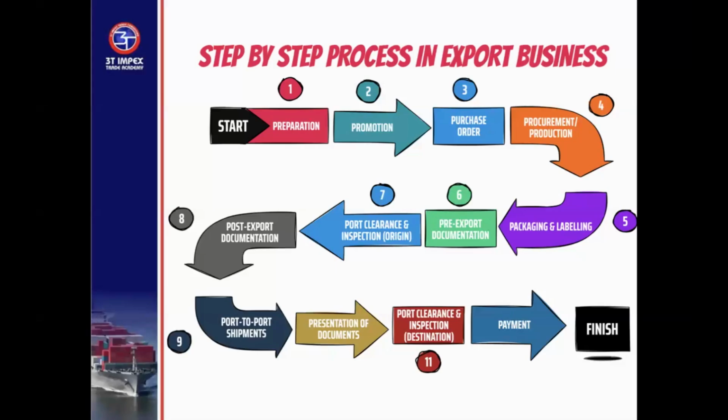So packaging and labeling, pre-export documentation, port clearance and inspection, post-export documentation, port-to-port shipment, presentation of documents, port clearance and inspection, and lastly, payment. But our focus is on that preparation, and then procurement: number 1, number 4, and number 5. That is the problematic area. And those are the things I'll be focusing on in the course of this conversation. So let's start.